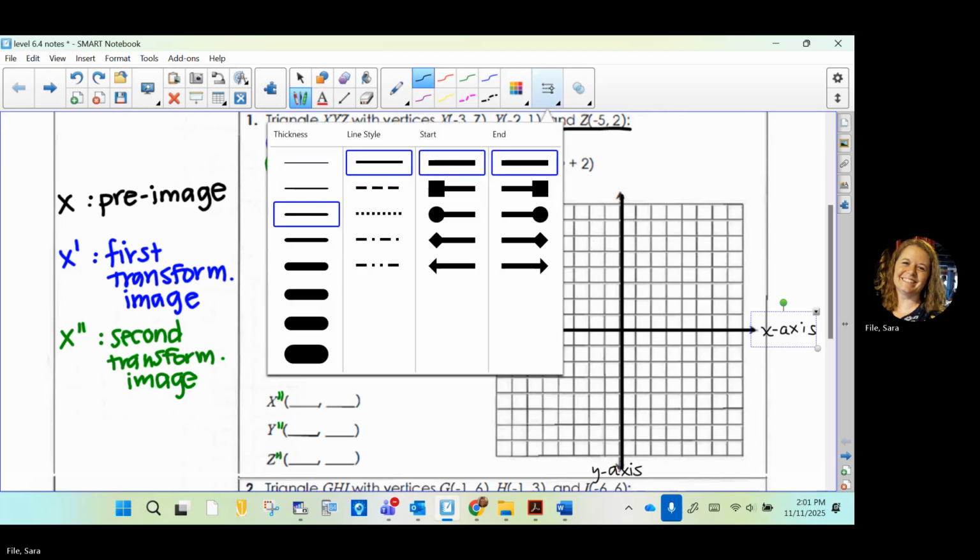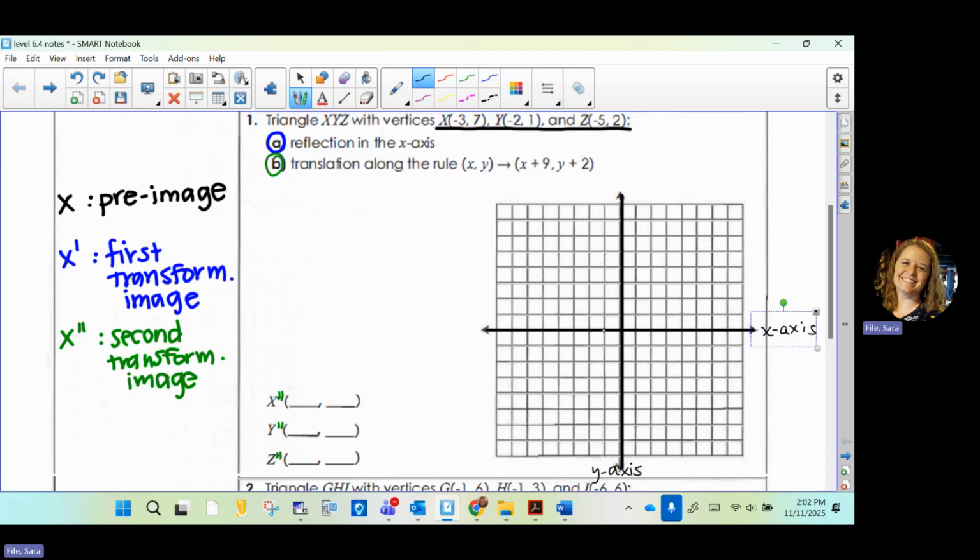All right, so X is at -3, 7. From the origin, I go left 3, up 7. So -3, 7 is my pre-image for X. Y is at -2, 1. And Z is at -5, 2.